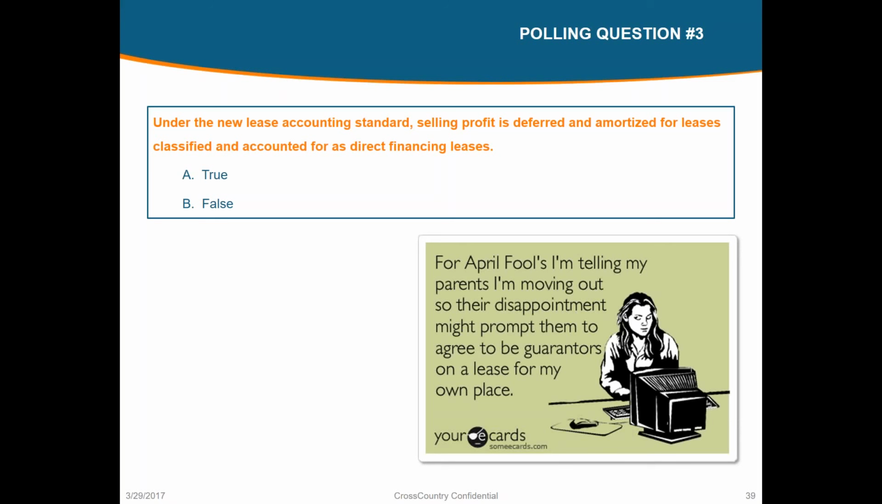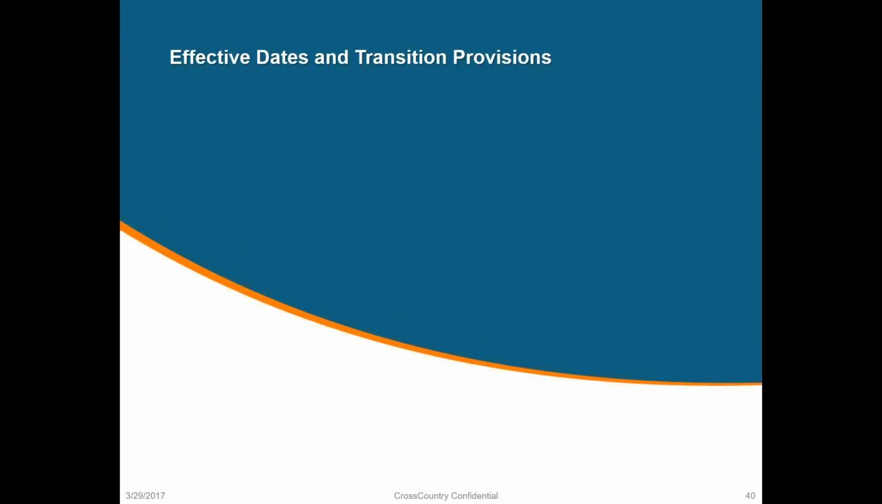And the correct answer is true. Selling profit is deferred and amortized for leases classified and accounted for as direct financing leases. Selling profit is recognized up front for sales type leases.